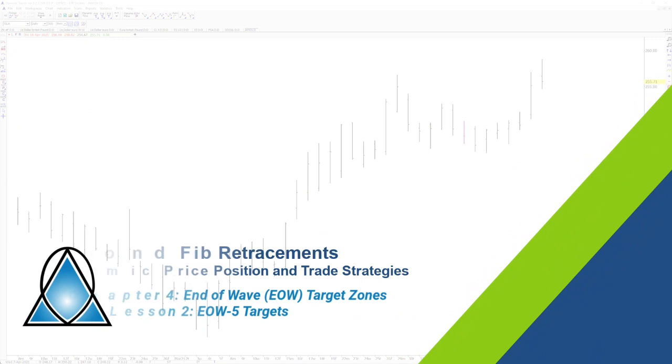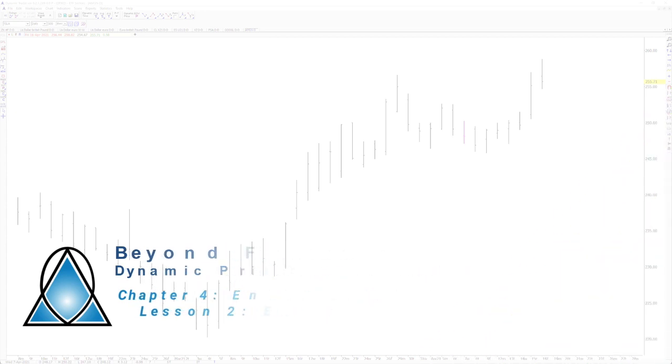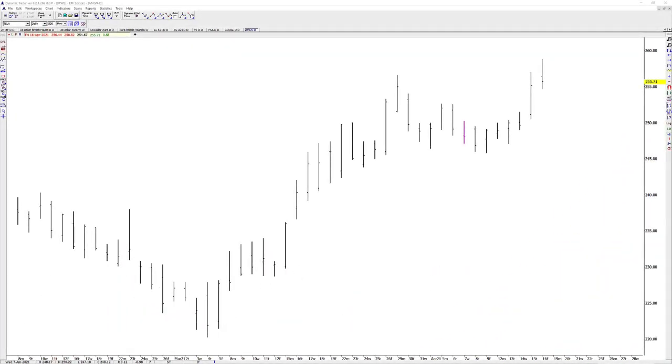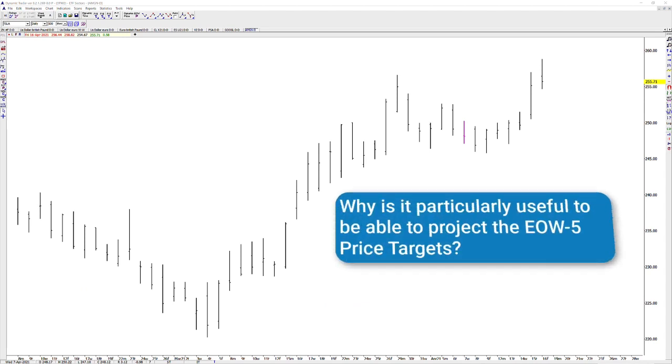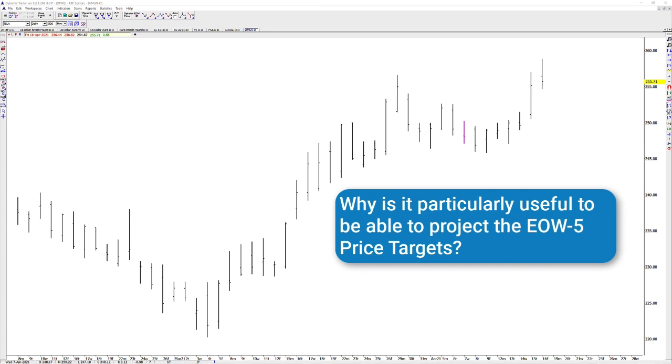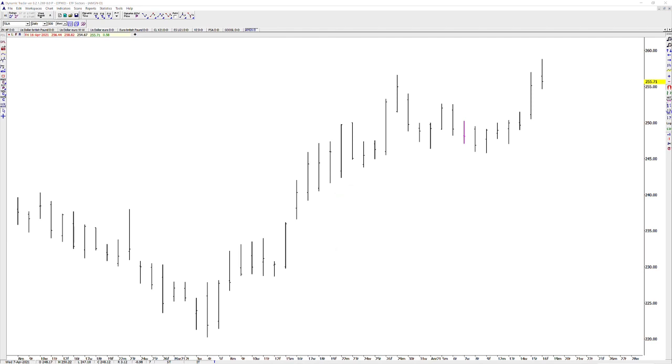In this chapter, you're going to learn how to identify the probable price target for a wave 5. So the end of wave 5 price target. In some cases, we'll be able to identify what should be the minimum target as well as the maximum target. Why is it really important to be able to project the high probability end of wave 5 price target? Well, remember from the Elliott wave course, an impulse trend typically unfolds in 5 waves, and the 5th wave is the last section of that impulse trend.